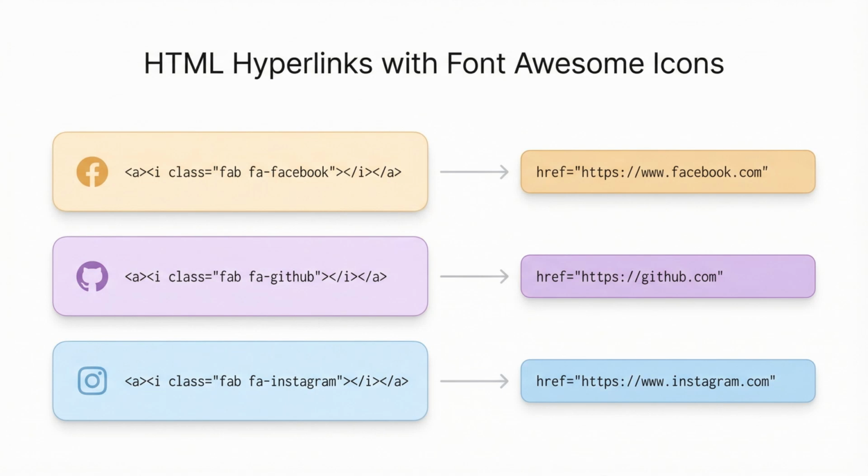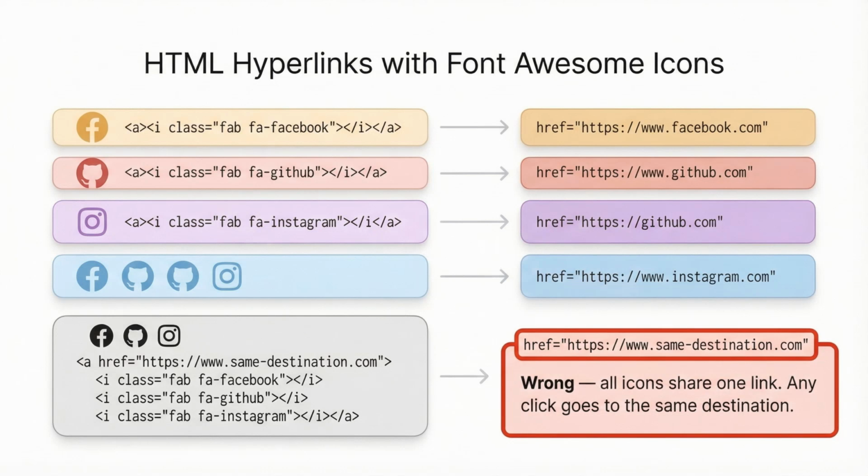Each social media icon needs its own individual anchor tag. This is really important. If you put all 3 icons inside a single anchor tag, clicking any one of them will take the user to the same link because there's only one href. So Facebook, GitHub, and Instagram each need their own separate anchor tag with their own href attribute pointing to the correct profile URL. This is a common mistake beginners make.